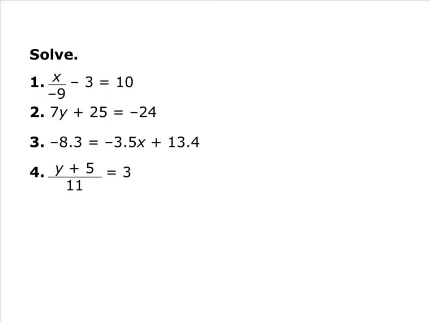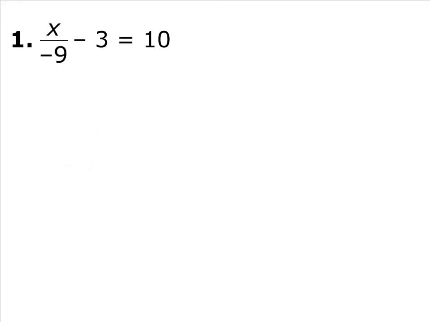So let's take a look at our first example. Alright, our first example here says x over negative 9 minus 3 equals 10. Well, again, on this one, I'm going to start with my balance beam, because I always start with my balance beam whenever I'm solving equations. Now, whenever I'm solving these that have multiple steps, if you notice, I have several things on this side of my equal sign over here.